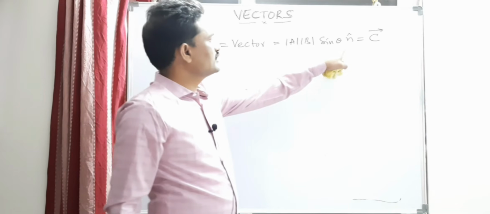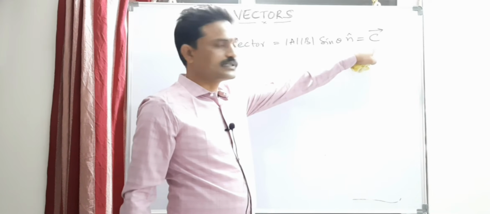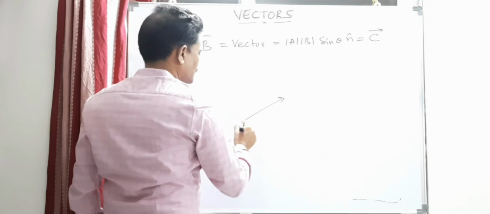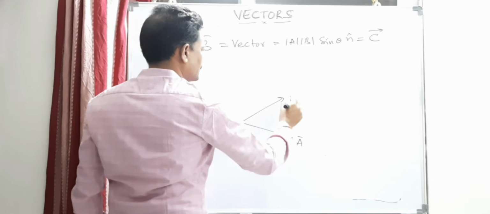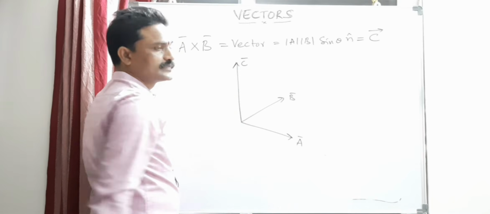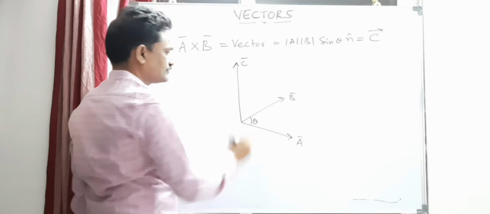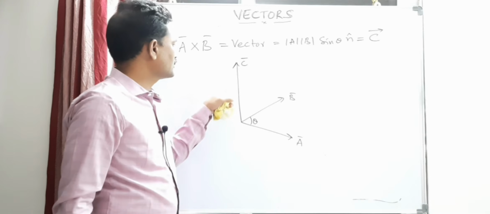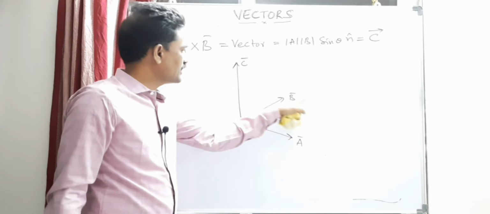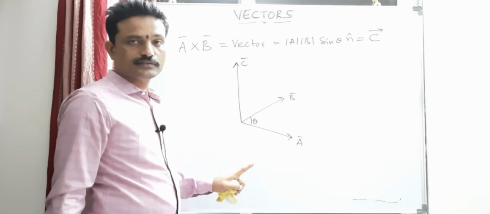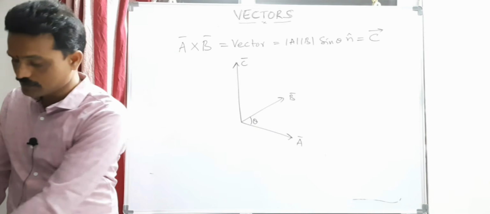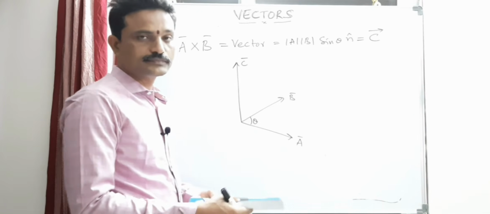So what is n? n is a unit vector along the direction of the resultant vector c. I will take the example. This is vector a and this is vector b. The resultant vector is c. The angle between a and b is theta. You remember, vector c is perpendicular to the plane consisting of a and b and passing through the intersection of a and b. The best example is, you take the textbook, you take a book, it's the plane.